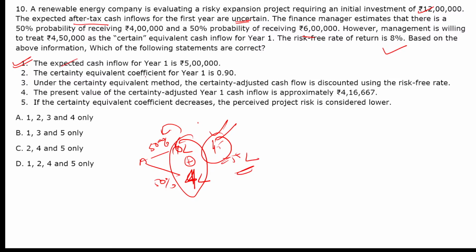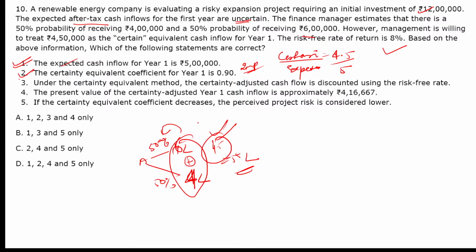The certainty equivalent coefficient for the year is 0.90. Now this is important. How did we calculate it? The formula that you will use is certain cash flow divided by expected cash flow. Certain is how much? 4.5. Expected is how much? 5. So 4.5 divided by 5, which is 0.9.